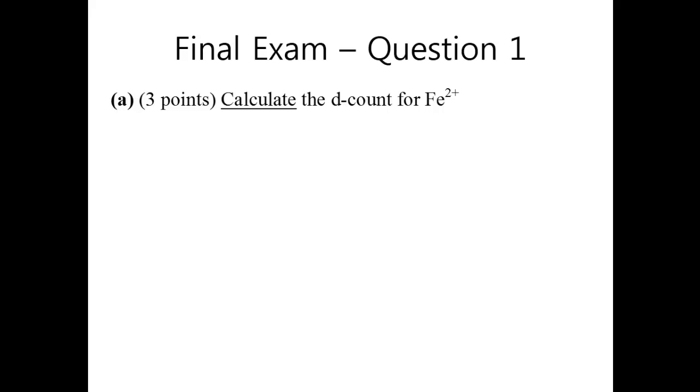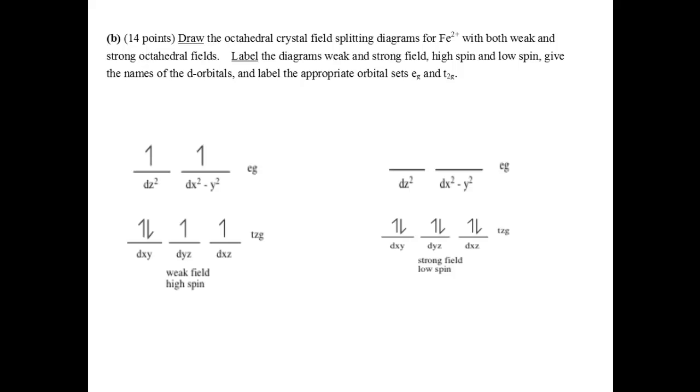So first, calculate the d electron count for iron 2. We just discussed that iron 2 has 6 d electrons. Now, draw the octahedral crystal field splitting diagram for iron 2 with oxygen. We know that oxygen has an oxidation number of -2, and for the weak field oxygen, you should maximize the number of parallel spins.